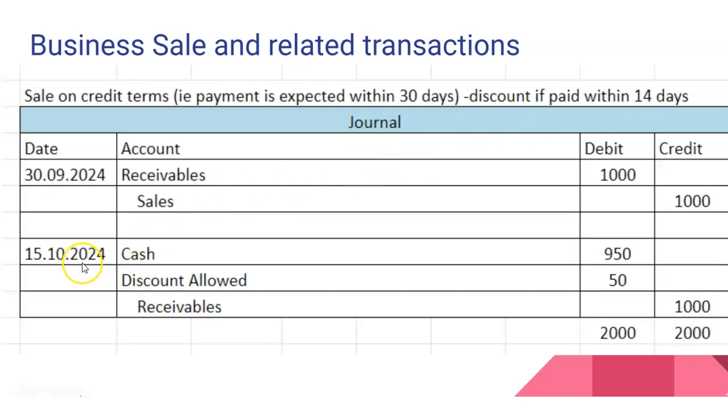Now what happens if the client actually pays us? We need to record the receipt of the cash, but of course we received only £950 because we promised to give a discount. Therefore, we use this discount allowed nominal account to park this £50 discount. And then we have to clear receivables. Remember, we have to always balance. So if we have to remove this 1,000, we have to credit 1,000, and the balance would be 2,000 from both sides. It has to balance. If it doesn't balance, we need to find where the mistake is.